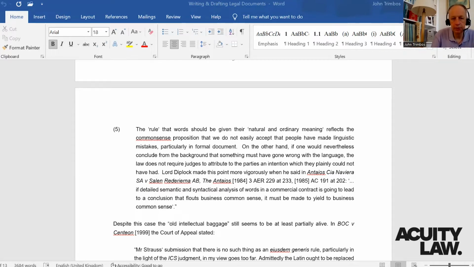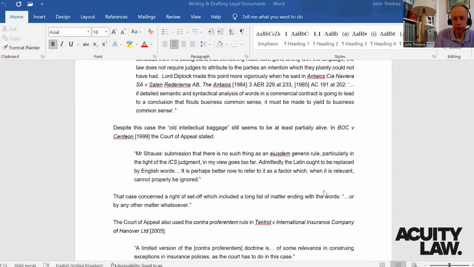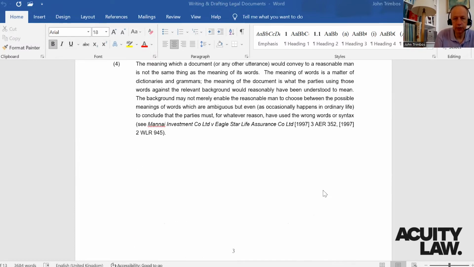And again, paragraph 5, the rule that words should be given their natural and ordinary meaning reflects the common sense proposition that we don't easily accept that people would have made linguistic mistakes and so on. But on the other hand, if one would nevertheless conclude from the background that something must have gone wrong with the language, the law doesn't require judges to attribute to the parties an intention which they plainly could not have had.